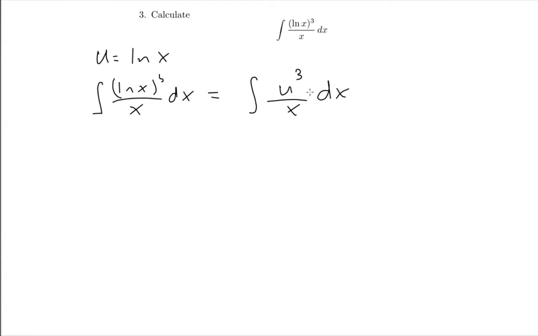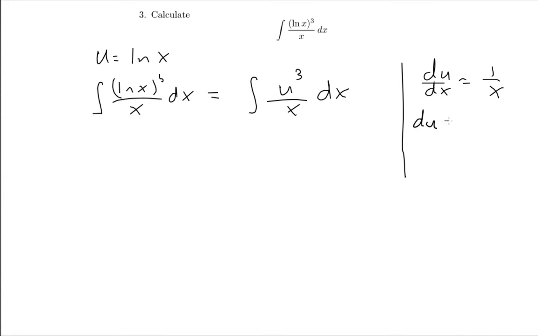Now I'm in the situation where I have both u's and x's in my problem, and I would like to get rid of them. So I'm going to go over to the side here and take the derivative du by dx. What I notice is that that's 1 over x. Even though this is not a fraction, if I treat it like a fraction and solve for dx, that'll end up helping me solve my problem. So I'm going to pretend that this is a fraction and solve for dx.